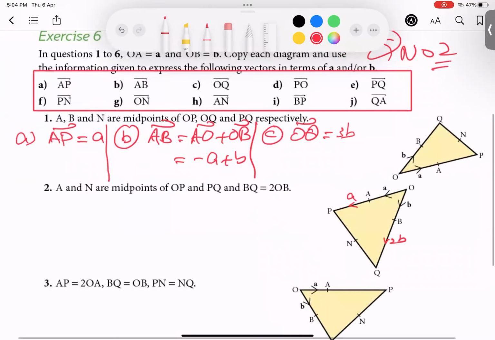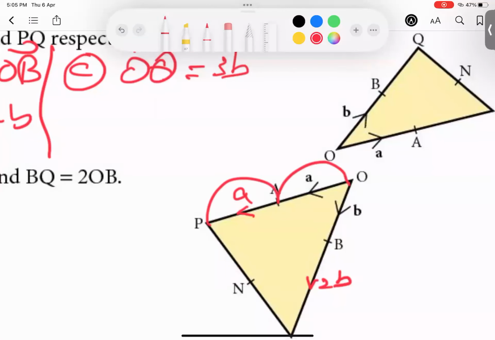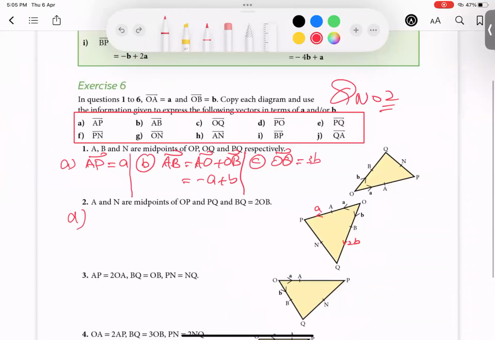Okay, next part is D. D part is what, students? It is P to O. So starting from P, ending at O. P to A to O. Backwards, you are going backward. This way is 2a and backwards is negative 2a. So Alhamdulillah Rabbil Alameen.